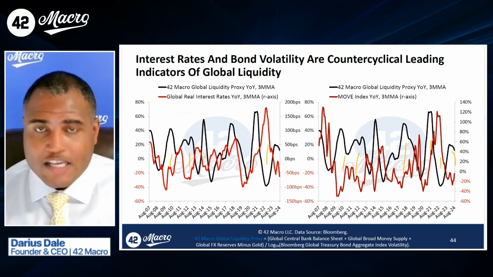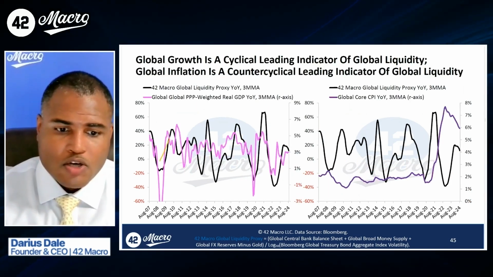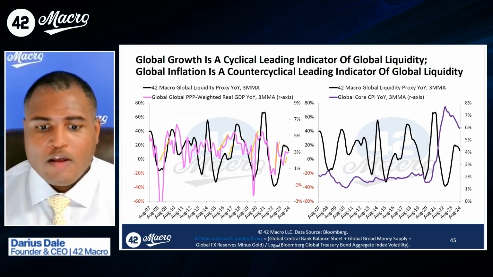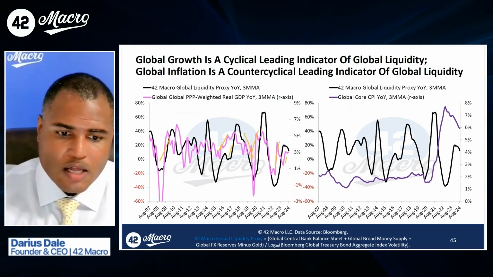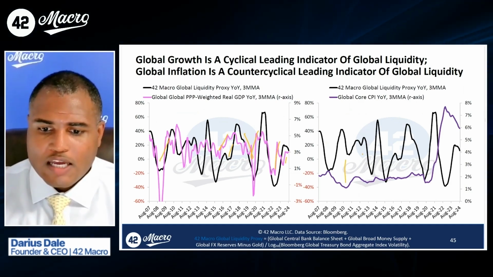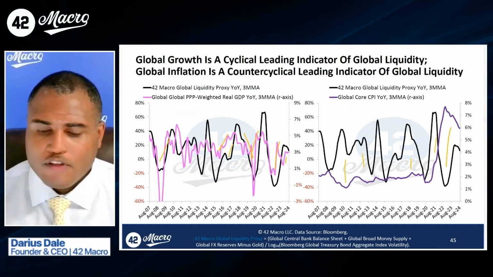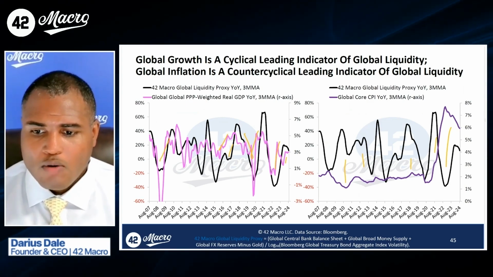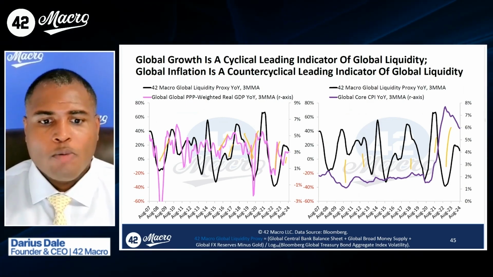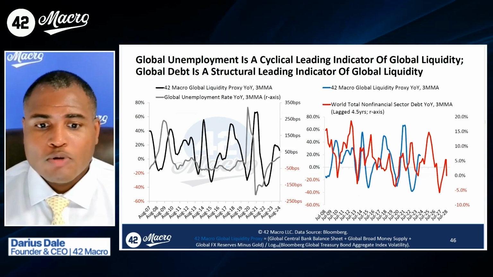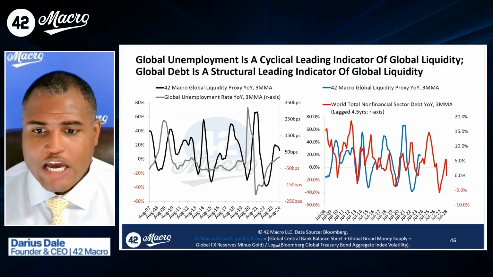Global growth is a cyclical leading indicator of global liquidity. So when global growth goes up, you tend to see liquidity rise, and vice versa, when it's falling, you tend to see liquidity fall. And global inflation is a counter-cyclical leading indicator of global liquidity. When inflation is rising or is very high, liquidity tends to be falling and low, and vice versa. And then finally, global unemployment is a cyclical leading indicator of global liquidity, and global debt is a structural leading indicator of global liquidity.